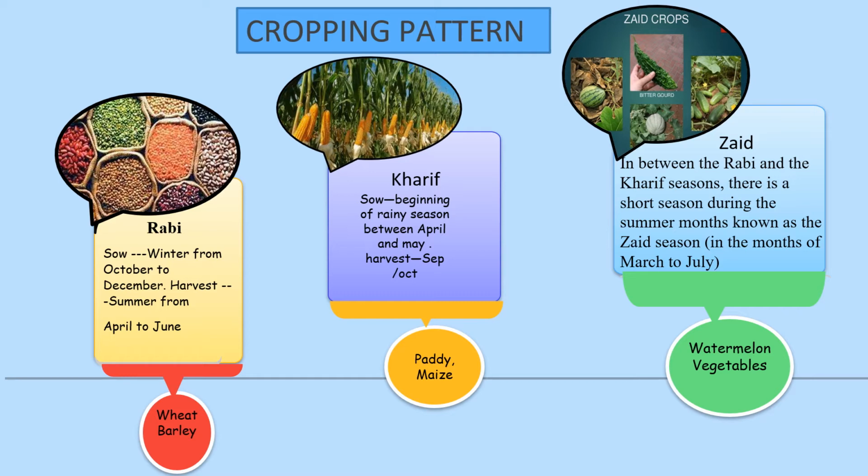Kharif crops are sown in the beginning of the rainy season, that is between April and May, and harvested in the months of September and October. The Kharif crops include rice, maize, millet, cotton, etc. Zaid, this is a short crop season in between the Rabi and Kharif seasons. Crops like watermelon, muskmelon and cucumber are some of the examples for this season.